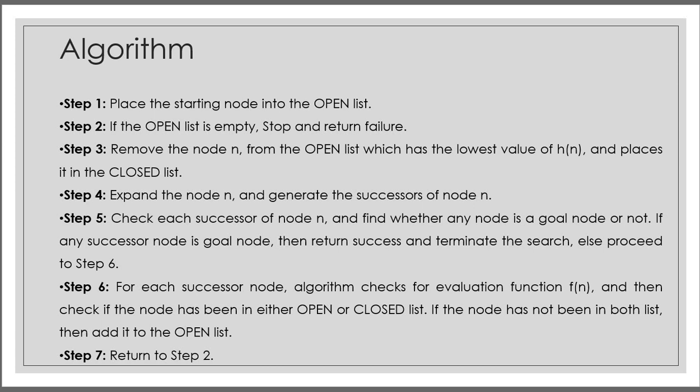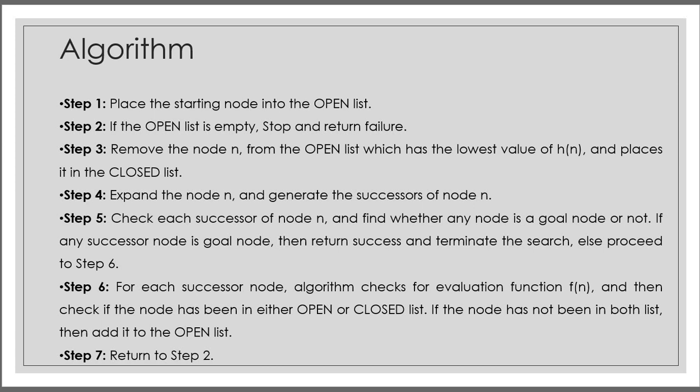The algorithm is as follows. Step 1, place the start node into the open list. Step 2, if the open list is empty, stop and return failure. In step 3, remove the node n from the open list which has the lowest value of h(n) and place it in the closed list. In step 4, expand the node n and generate the successors of n. Step 5, check each successor of node n and find whether any node is the goal node or not. If any successor node is the goal node, then return the successor and terminate the search, else proceed to step 6.